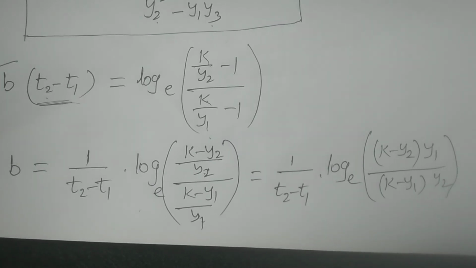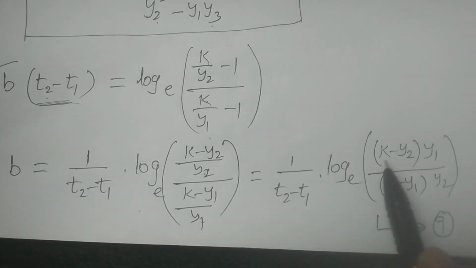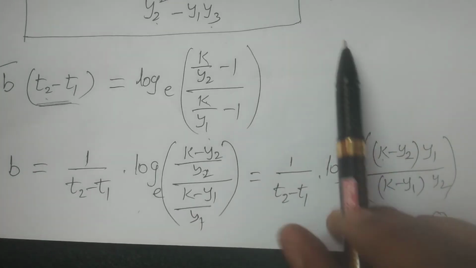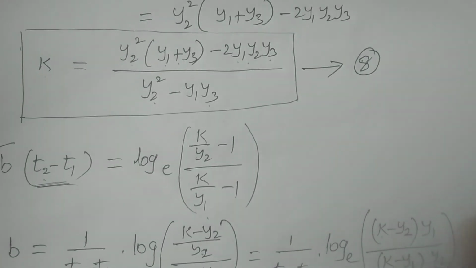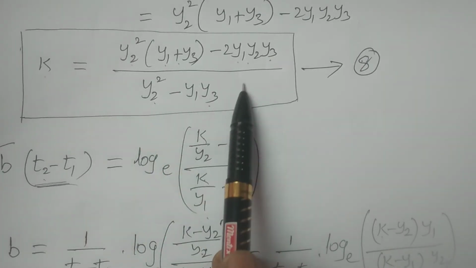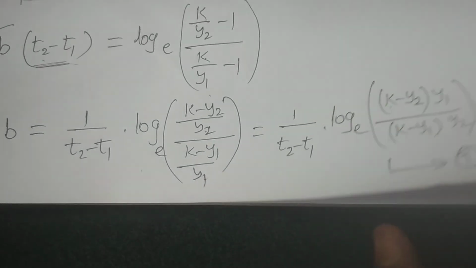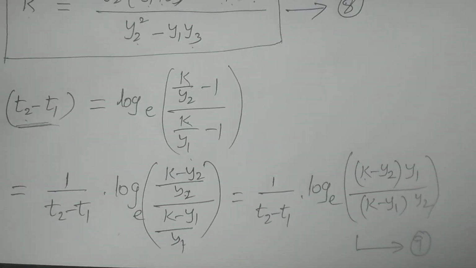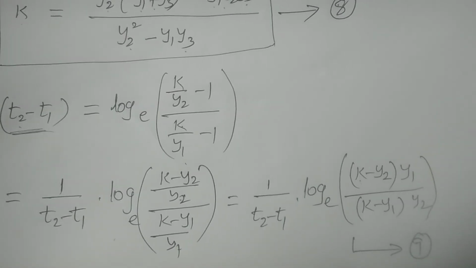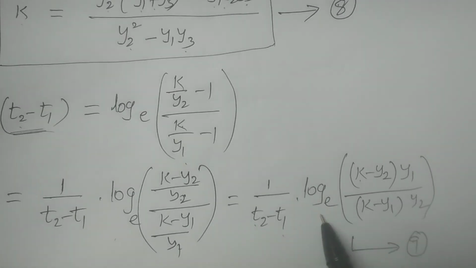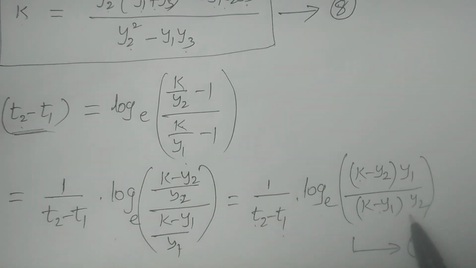The value of b is in equation 9. What you have to do is substitute the value of k from equation 8 here, so that you can obtain the value of b. So b is equal to 1 by (t2 minus t1) log to the base e of (k minus y2) into y1 divided by (k minus y1) into y2. So this is the value of b.